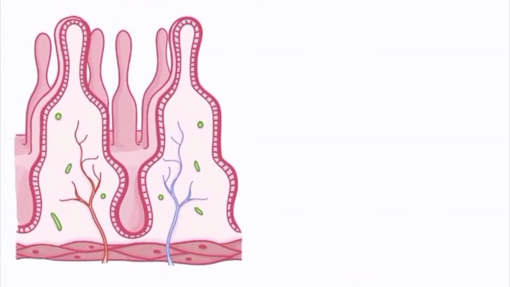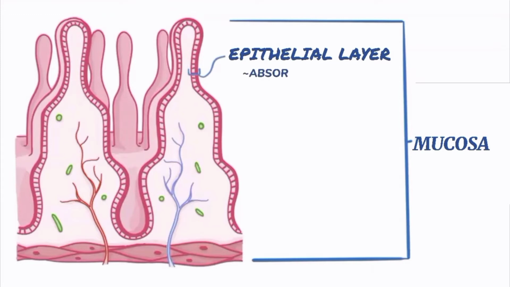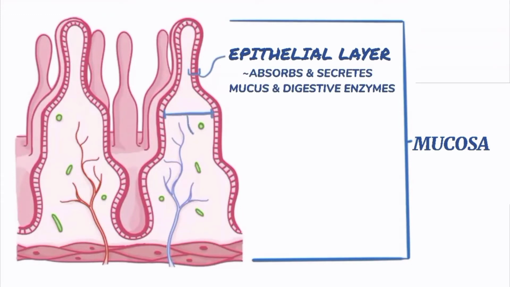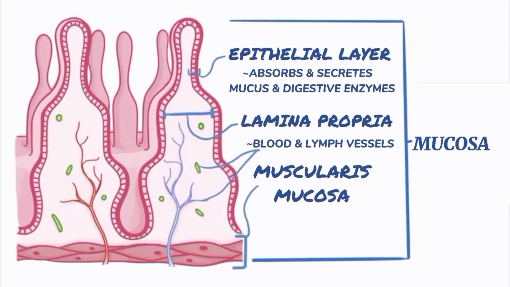Normally, the inner wall of the entire gastrointestinal tract is lined with mucosa, which consists of three cell layers. The innermost layer is the epithelial layer, and it absorbs and secretes mucus and digestive enzymes. The middle layer is the lamina propria, and it has blood and lymph vessels. The outermost layer of the mucosa is the muscularis mucosa, a layer of smooth muscle that contracts and helps with the breakdown of food.